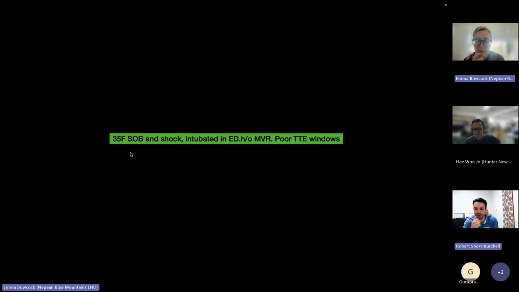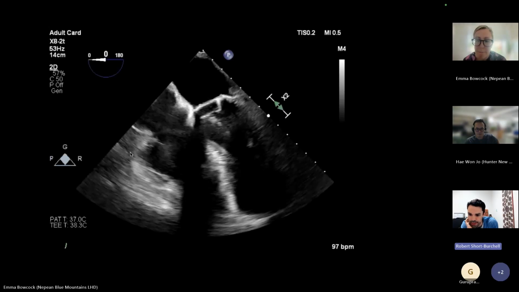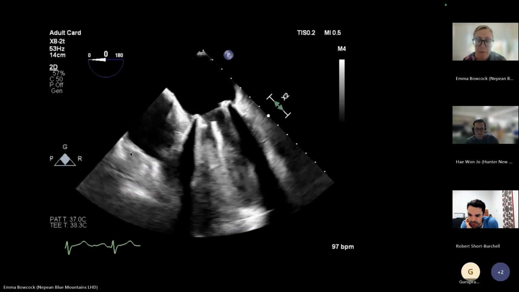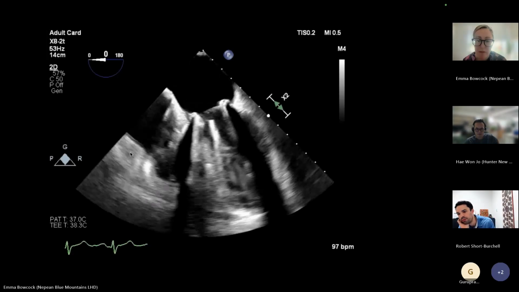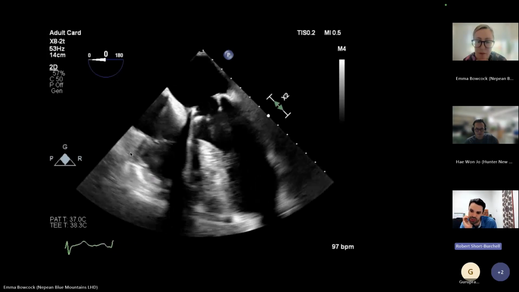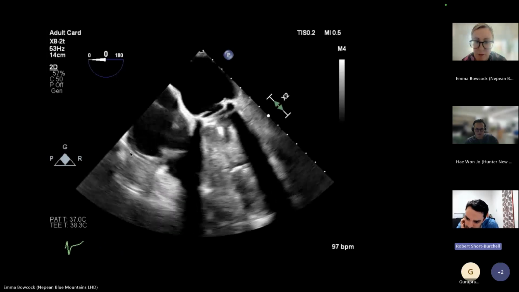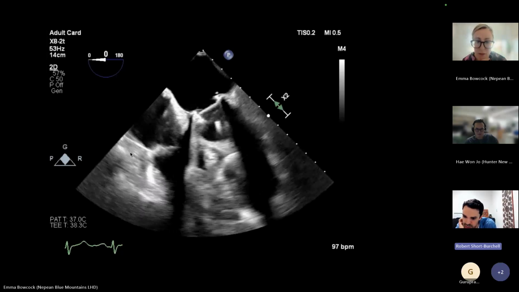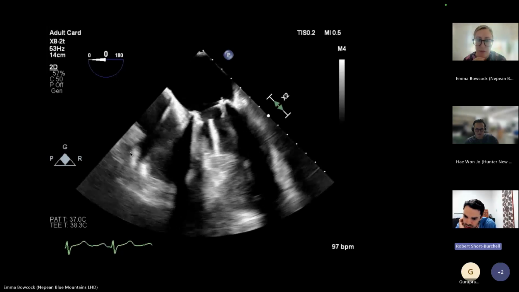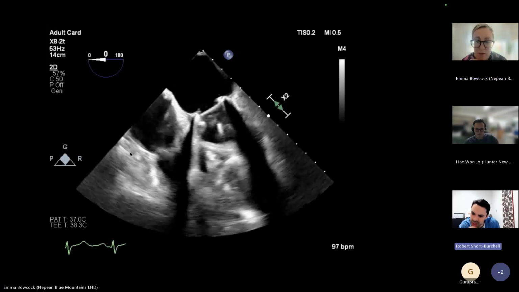Yeah. Okay, good. 35-year-old female, short of breath and shocked, intubated in ED, history of mitral valve replacement, TTE windows. Okay, so this is a mid-esophageal 4-chamber view. You can see the mitral valve replacement with significant shadowing artifact below it.